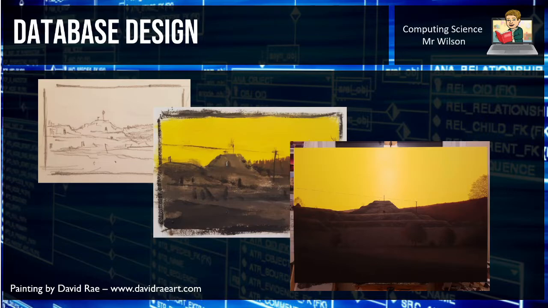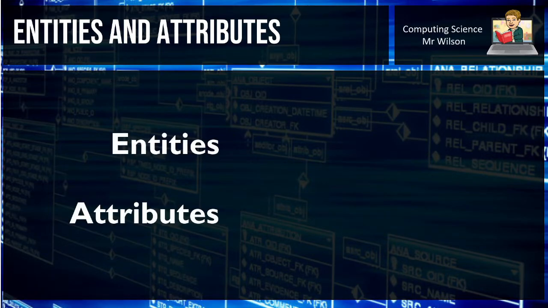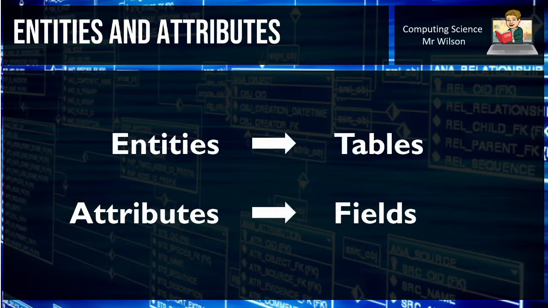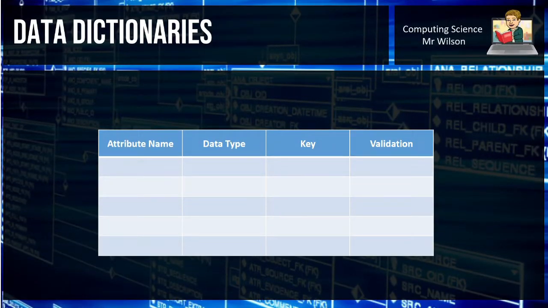When designing a database, instead of referring to tables and fields, we talk about entities and their attributes. When implementing a database design, entities become tables and their attributes become the table's fields. For each entity that we wish to include in our database, we create a data dictionary. A data dictionary details what attributes we will collect about the entity, the data types of those attributes, whether or not the attribute will become the primary key for the table when the database is implemented, and validation.